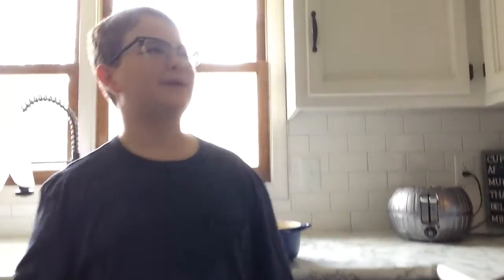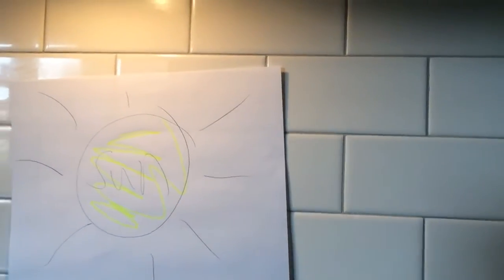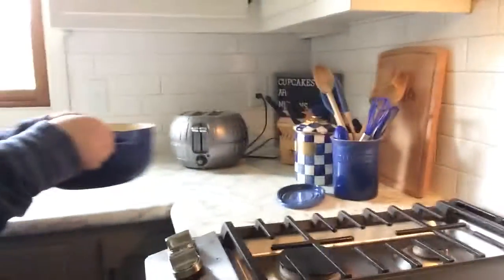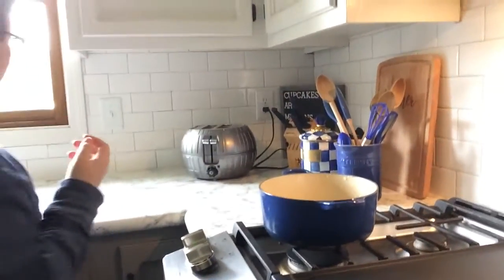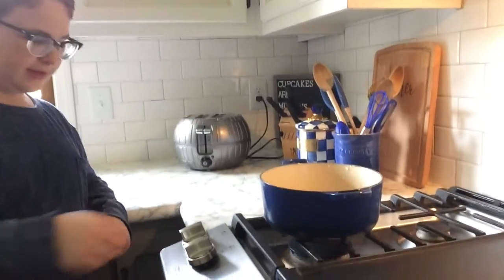Alright, so the next stage of the water cycle is evaporation. That's when this beautiful sun, this beautifully drawn sun, will essentially evaporate the water, which will send the water back into the air to become more water molecules in the air and start the cycle again. But how does it do that?